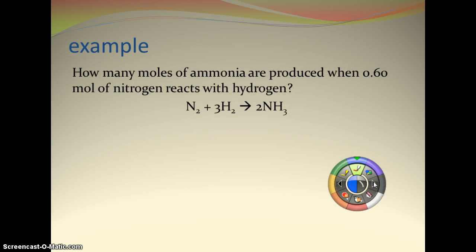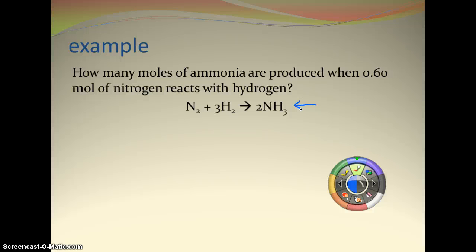All right, so let's try a problem. How many moles of ammonia are produced when 0.60 mole of nitrogen reacts with hydrogen? Now, for these problems, you'll always be given the reaction. It may not always be balanced, it may not always be completed, it may be in word form, but you will be given a reaction. You have to have a reaction to do full stoichiometry.